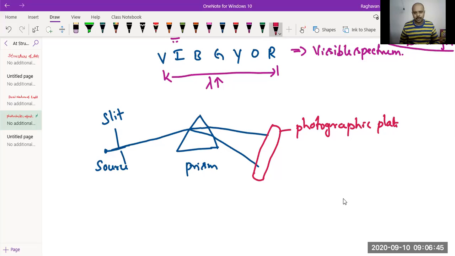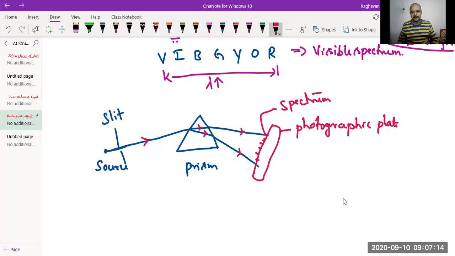Okay, on a photographic plate, you will have some kind of impressions. That will be called a spectrum. This is what a spectrum is. You need to mention the direction here with arrow marks. This is the direction in which it is moving. Whatever pattern of radiation you get on the photographic plate can be called a spectrum.